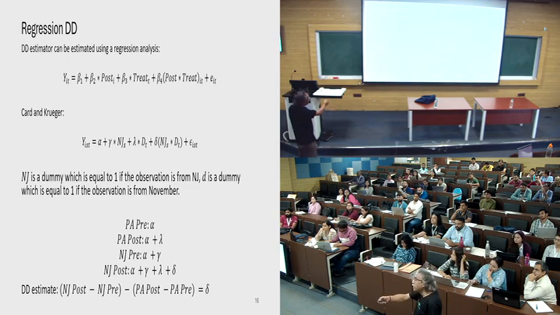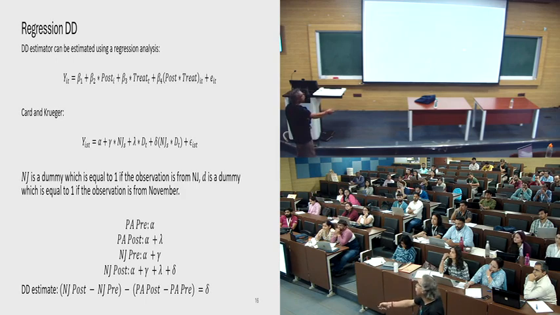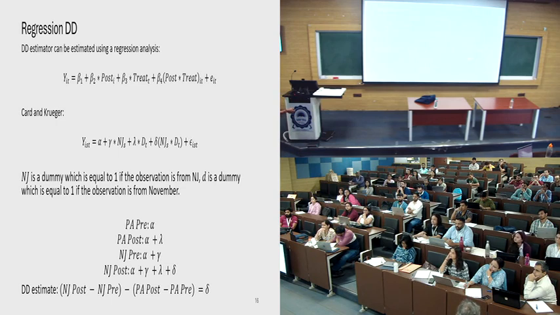Clear? And if I think of the Card and Krueger framework, that's nothing but my delta, because you have this and then you have the interaction. NJ is a dummy which is equal to 1 if the observation is from New Jersey. D is a dummy which is equal to 1 if the observation is from November, after the policy has changed. Hence, I can think of alpha as my Pennsylvania before policy, and post policy, alpha plus lambda. Clear? Because the policy has kicked in.